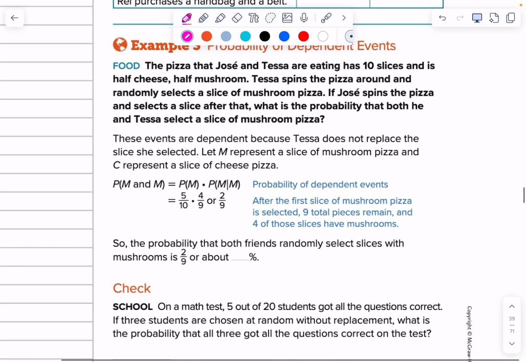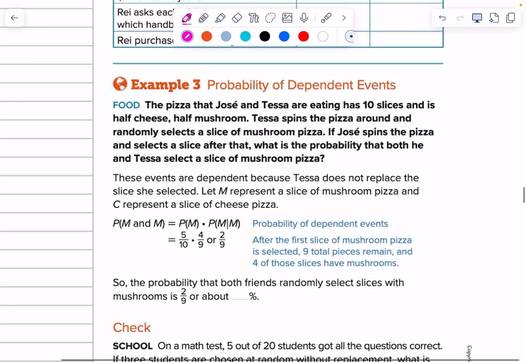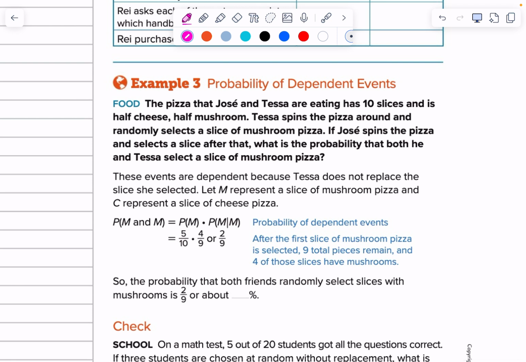Example 3. Next. Go to the next page. Example 3. Flip over. Example 3.